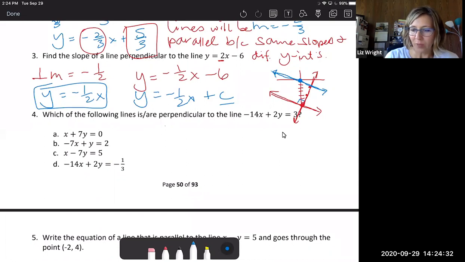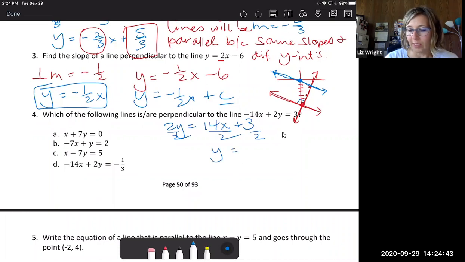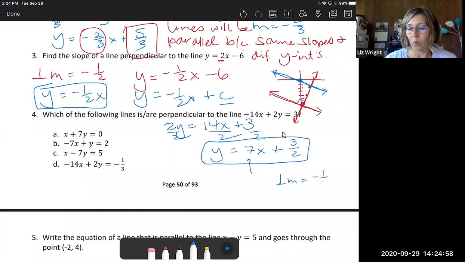Sorry, guys. So 2y equals 14x plus 3. And I'm going to divide everything by 2 so I can figure out what my slope is. So y equals 7x plus 3/2 is going to be my equation of my line. And again, I'm looking for the line or lines that are perpendicular to this one, which means the slope that I'm looking for is going to be negative 1/7, right? So that'll be the perpendicular slope I'm looking for.